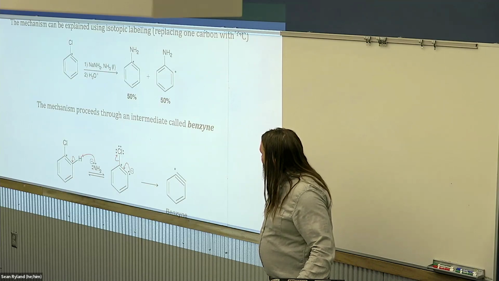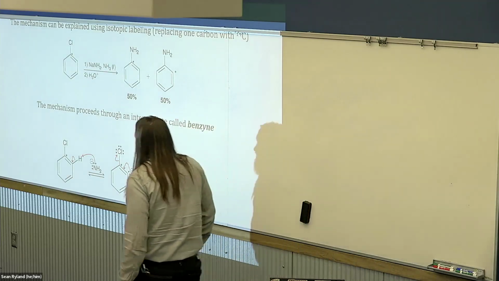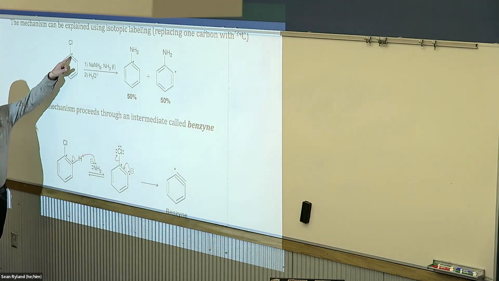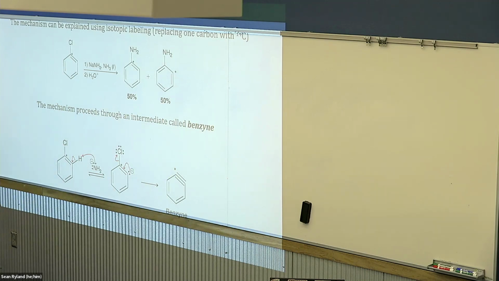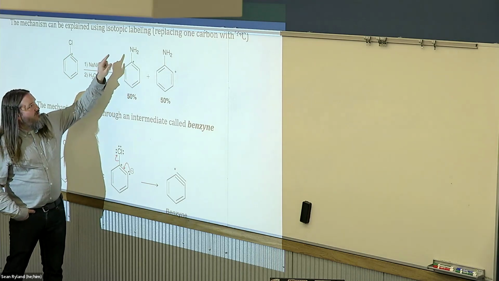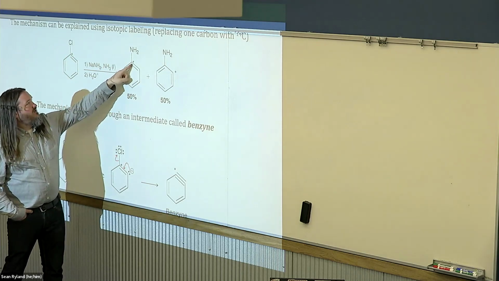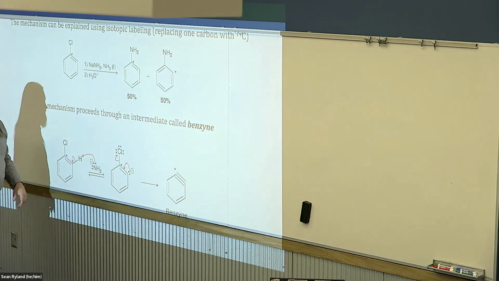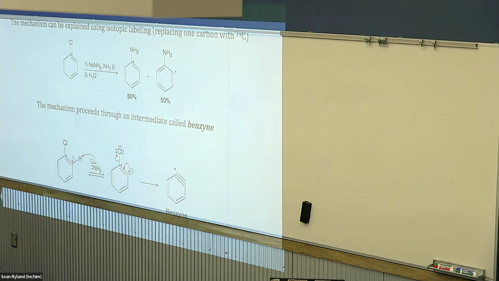So what they did to figure this out is they made chlorobenzene with one of the carbons as carbon 14. If it's carbon 14, we can tell which carbon is which. What they saw is that they had a 50-50 mixture of adding your base, your nucleophile, to the same carbon where the chlorine was attached and to the adjacent carbon. And it was a 50-50 mixture.